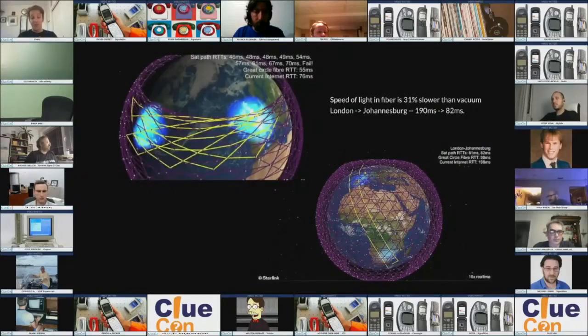Well, first of all, you can't go straight, right? Going from London to Johannesburg generally goes around the coast of Europe and around all of Africa and back down again. Much longer path. And you're slowed down by about 30%. So, they've shown that once the full Starlink meshes up, or a similar style grid, I'm not trying to promote Starlink here, but just like a similar style low Earth orbit satellite grid, you could do a path from London to Johannesburg in around 82 milliseconds versus the current internet, which is 190 milliseconds.